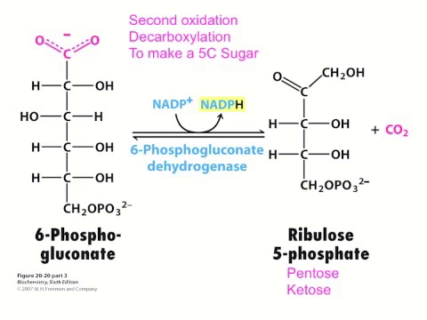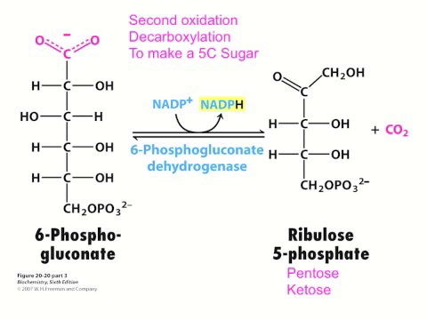Now we have the second oxidation. This is an oxidative decarboxylation. We're going to take the 6-carbon 6-phosphogluconate and turn it into a 5-carbon sugar, ribulose 5-phosphate. The enzyme that catalyzes this is 6-phosphogluconate dehydrogenase. And the products of this reaction are NADPH, ribulose 5-phosphate, and carbon dioxide.